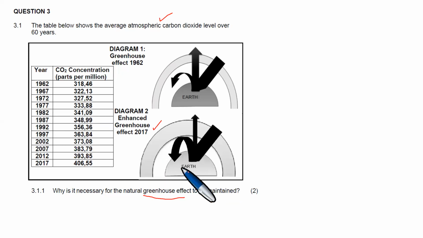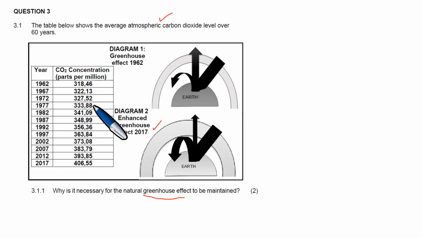You can see that in 2017, it is a bit bigger, but in diagram one, it's a bit thinner. This shows the atmospheric carbon dioxide level over 60 years. It looks a bit thinner here, but it's much thicker here. So in 2017, the concentration in parts per million was higher, 406.55, and here it was 318.46. Okay, observe the difference.